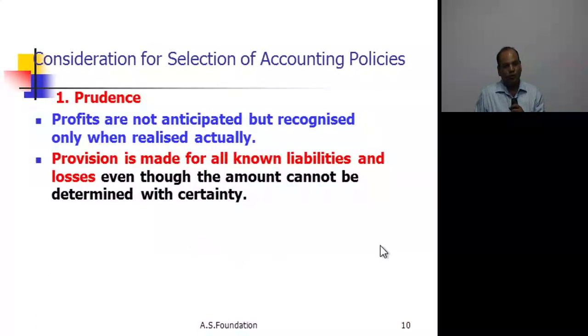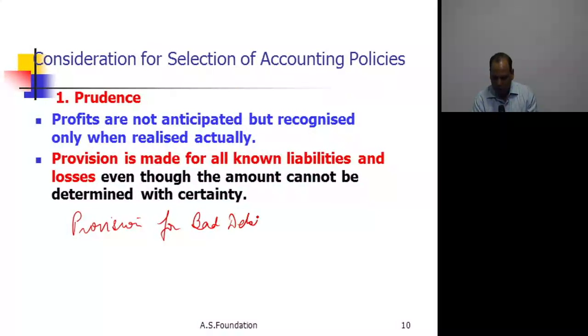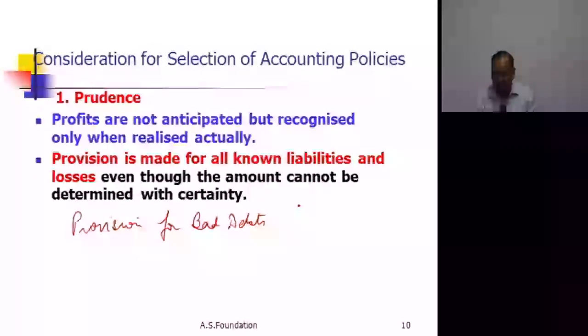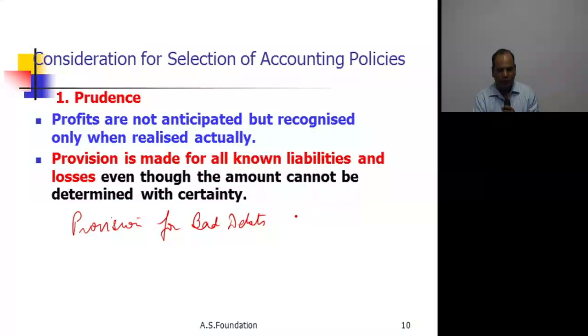Known losses and known expenses are provided for, even though the amount may not be known with certainty. Example, provision for bad debt. Okay, provision for bad debt, which you have learned, is nothing but the concept of prudence. You know that out of sales made in a year, based on your past experience, 2%, 3% of the customers don't pay. So before the actual bad debt loss happens, we make provision for bad debt loss.